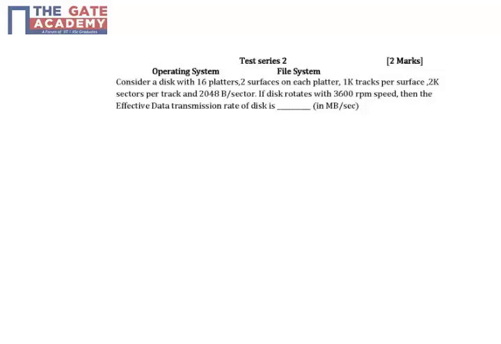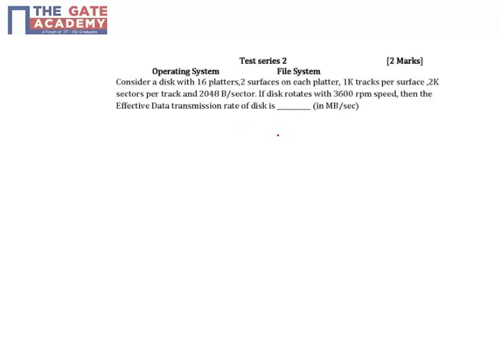In this question, they have given a disk. The disk is having 16 platters, 2 surfaces on each platter, 1k tracks per surface, 2k sectors per track, and 2048 bytes per sector. The disk rotation speed they have given is 3600 rpm. Then they have asked what is the effective data transmission rate of the disk.